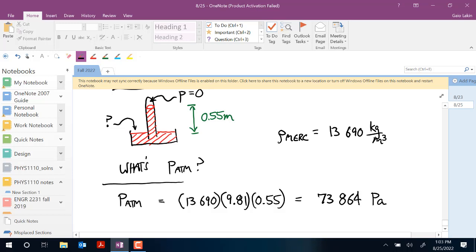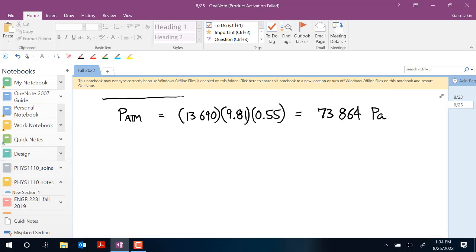Standard atmospheric pressure at sea level is 101,000 pascals. So this is really low. Maybe this is a place at pretty high altitude or something. Any questions about that? Okay, let's go on to the first law of thermodynamics.